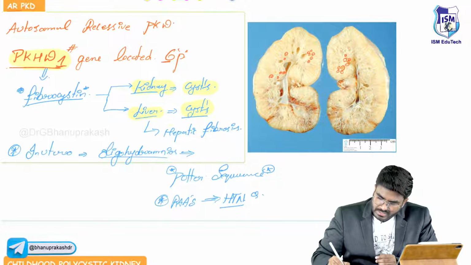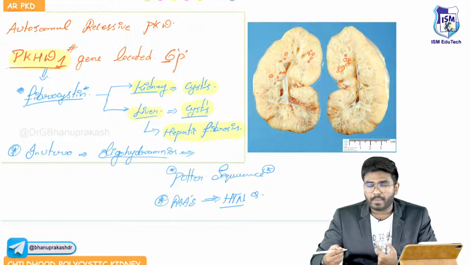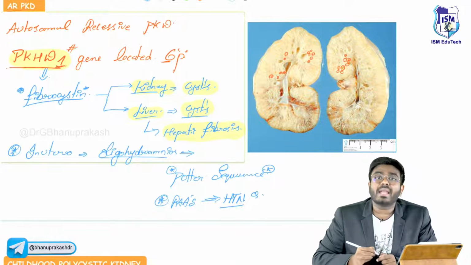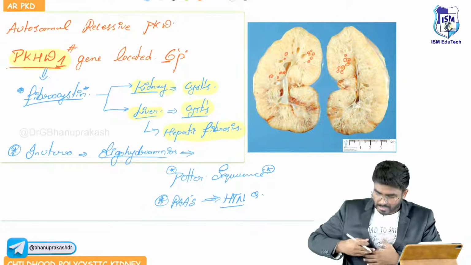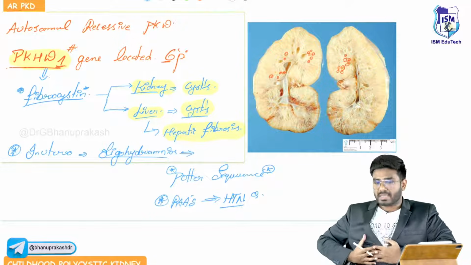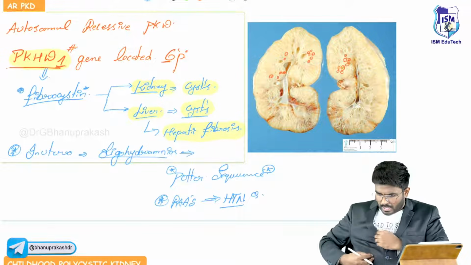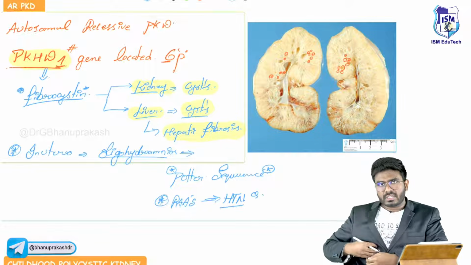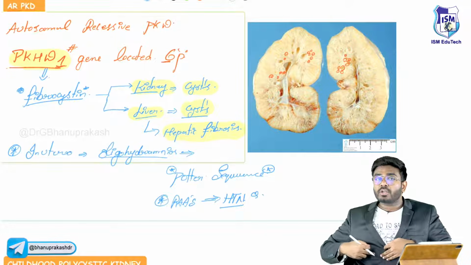See, now you can understand there is hepatic fibrosis going on. In the liver there are cysts. Whenever the liver is undergoing hepatic fibrosis, all the blood vessels which are going through the liver are going to be compressed. So what happens? Now what happens to the portal veins?